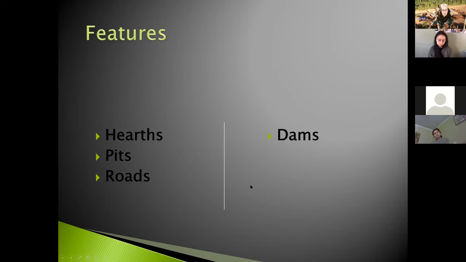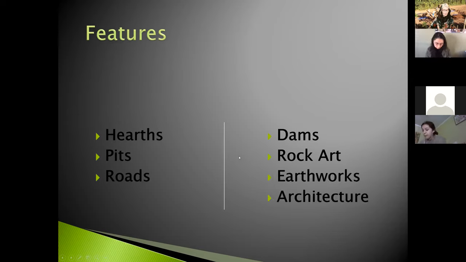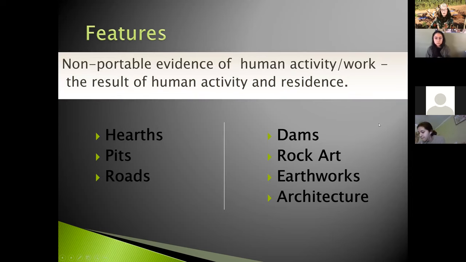Now, features. A feature in archaeology is when we have evidence of human activity or work. Something that is formed because humans live there, working there, doing something in that area. But for us today, it's not portable. So there's a couple of things going on there. So something that we can't remove. If we remove it, we destroy it.